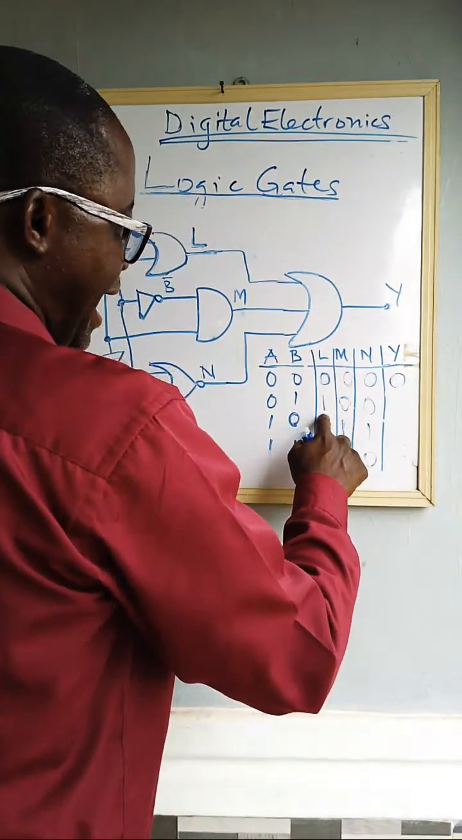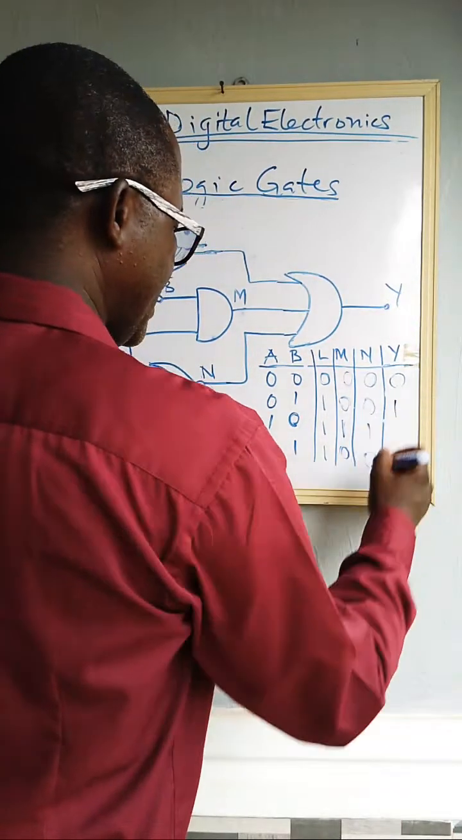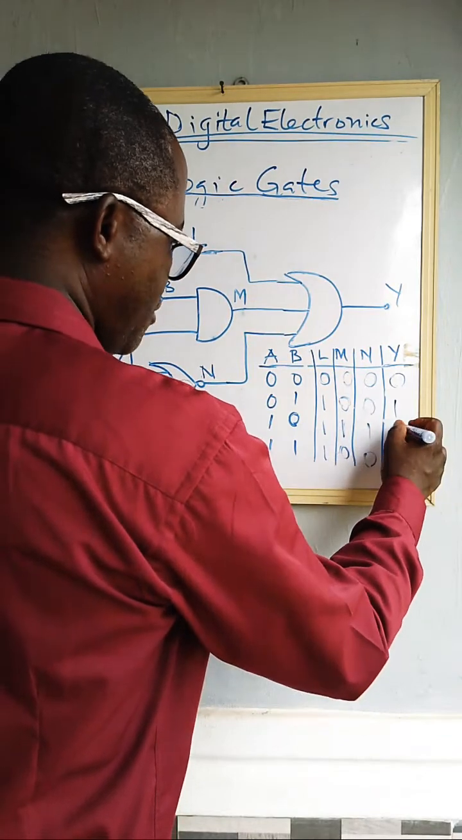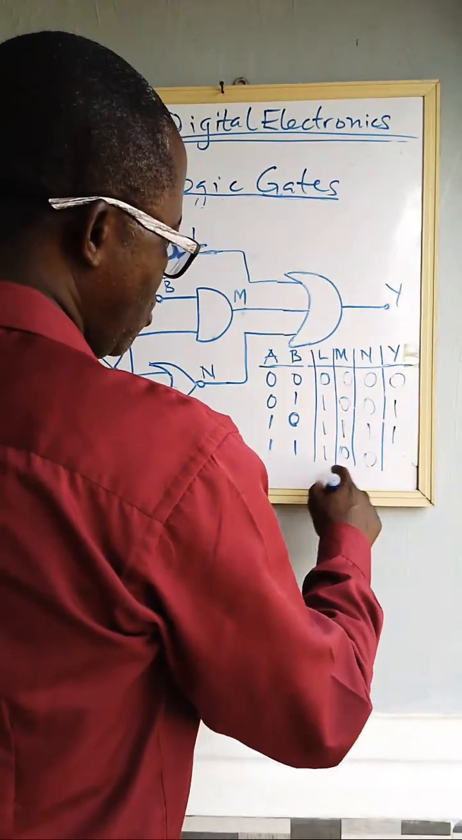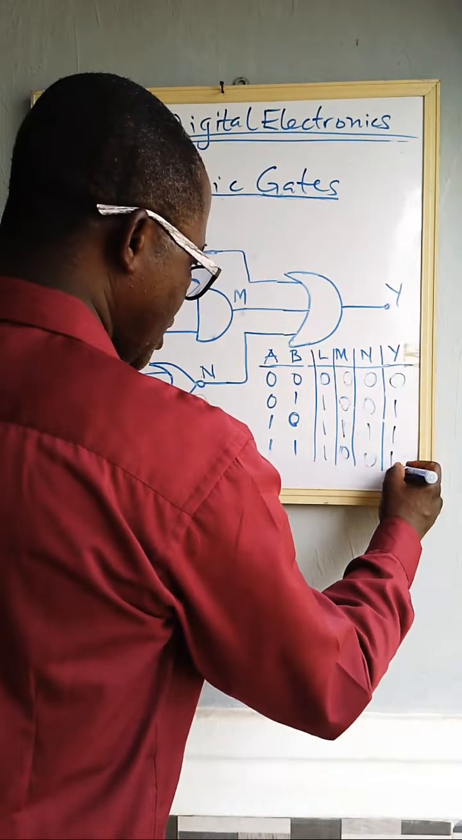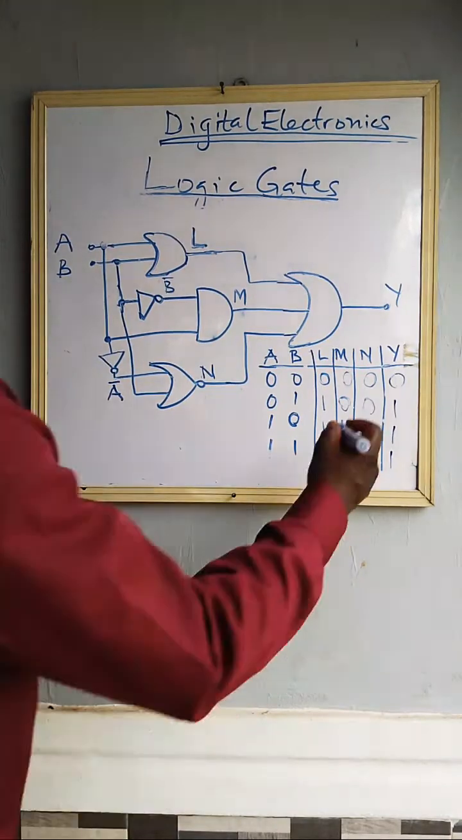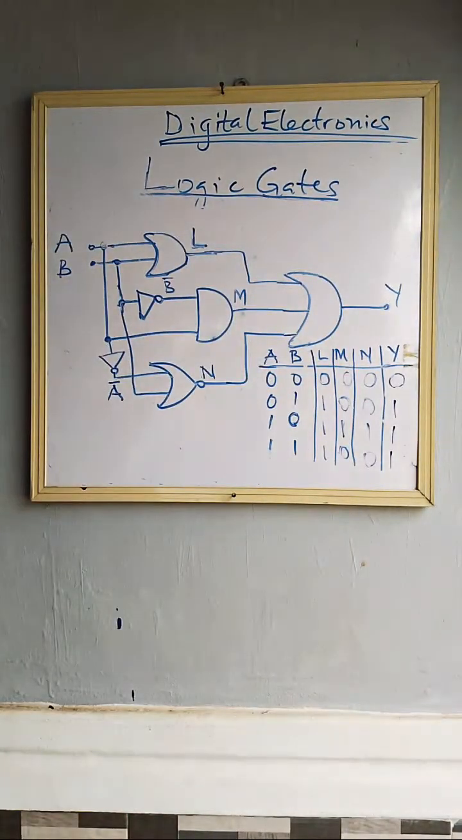Here we have a high, a low, and a low. In that case, we have a high. Here, all of them are high, 1, 1, 1. Then we have a high. Here, 1 is high, and the remaining are low. So we are going to have a high. So this is the final expression on the truth table for the combinational circuit that we have here.